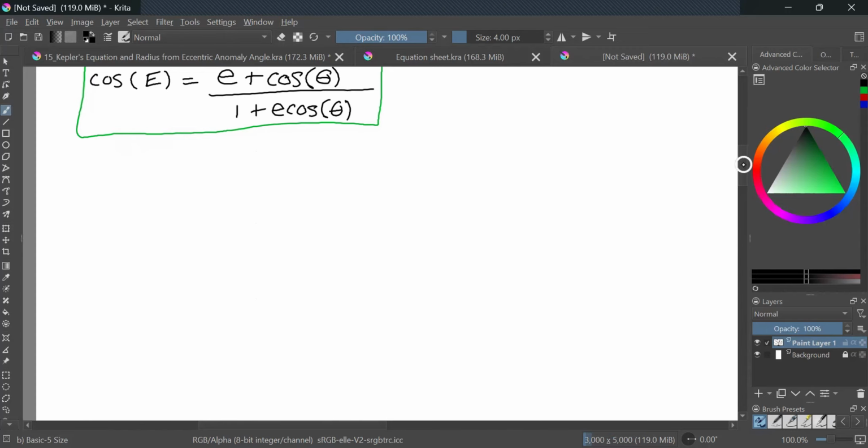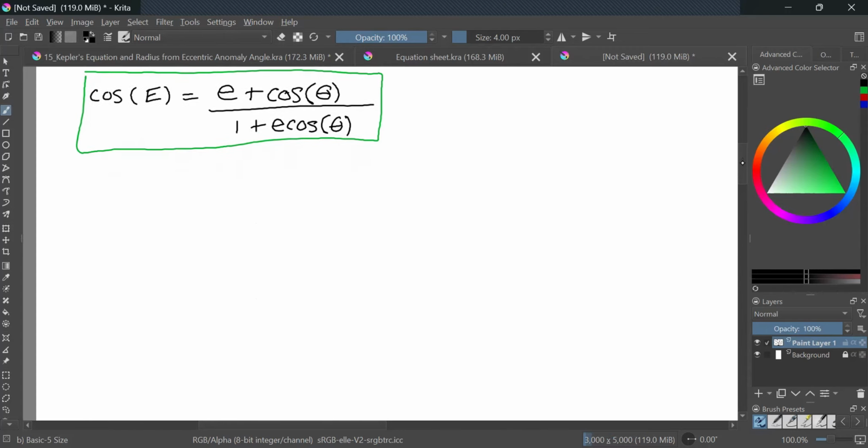This, however nice this equation is, does present us with a bit of a problem, because when you take an arc cosine and you're trying to find an angle, you will get a value somewhere in quadrants 1 to 2. So if we have our quadrants here, we have quadrant 1, quadrant 2, quadrant 3, quadrant 4.